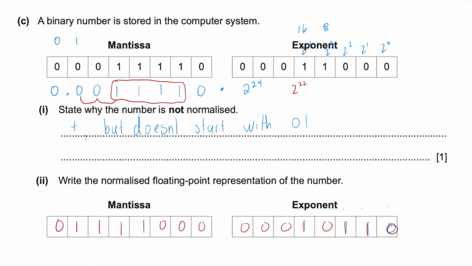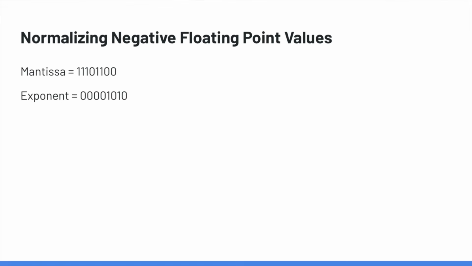And yeah, we are good to go. So now, again, this is a great example of understanding how floating point numbers work. Let's move on. Okay, so in our previous examples, we've mainly looked at how to normalize positive floating point values.